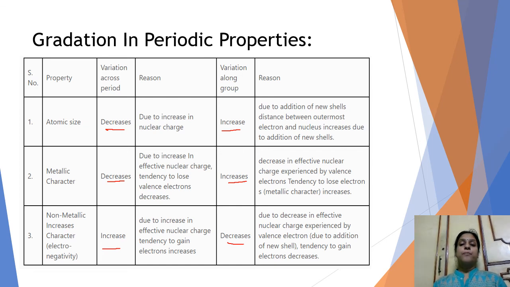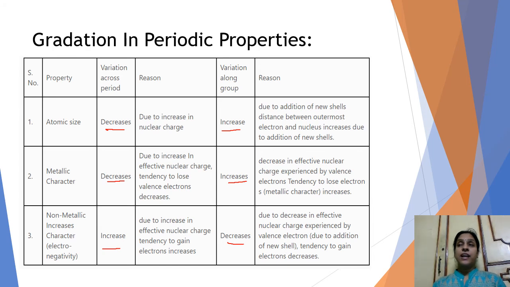So with this, hopefully I can expect all the trends in the modern periodic table must be clear to all of you. Today we talked about the trends. The first trend is your atomic size. As I told you, atomic size is the radius of an atom of an element from the center of the nucleus to the outermost or valence shell. It decreases in a period and increases in a group.